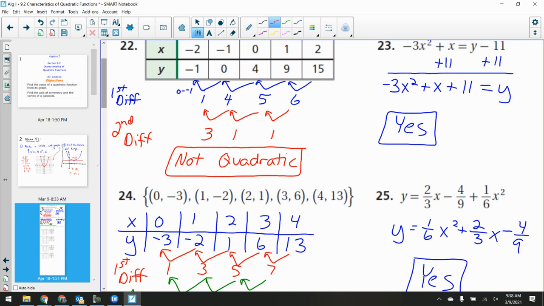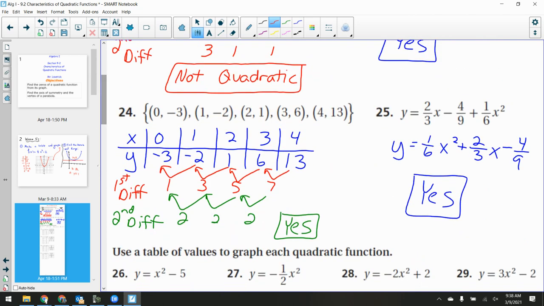Number 22 is not quadratic. The second differences are not constant for number 22. Number 23, I say yes. Can somebody tell me why I say yes for number 23? Because there's an x squared, exactly. Just simply, it has an x squared term. Side note, would that point up or down? It would point down because a is negative.